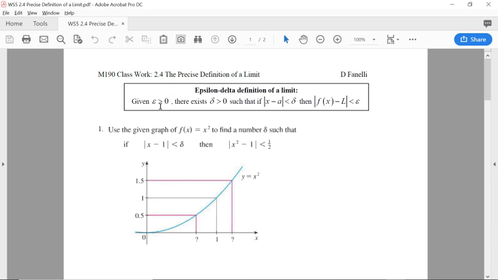And the idea is that it's like a game. If you challenge somebody to give you a small number, and they give you that small number, you interpret it as, I need to get as close to the limit, or closer to the limit, than the number you give me. So epsilon is how close somebody is telling you to get to the limit as a challenge. Can you get this close to the limit?